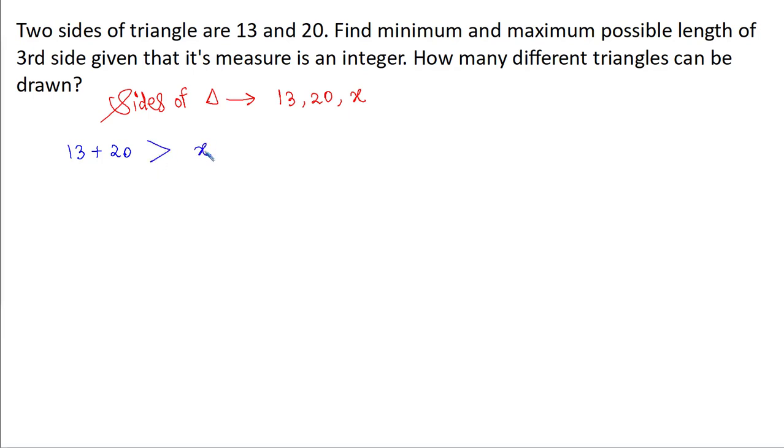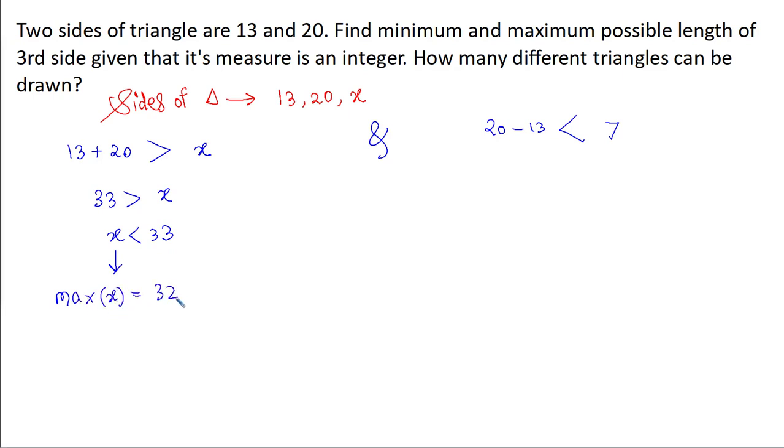So the sum of any 2 sides is always greater than the third side, and the positive difference, which means 20 minus 13, should be less than the third side. So from this we come to know that 33 should be greater than x, meaning x has to be less than 33. So from this we can see that the maximum value x can take is how much?